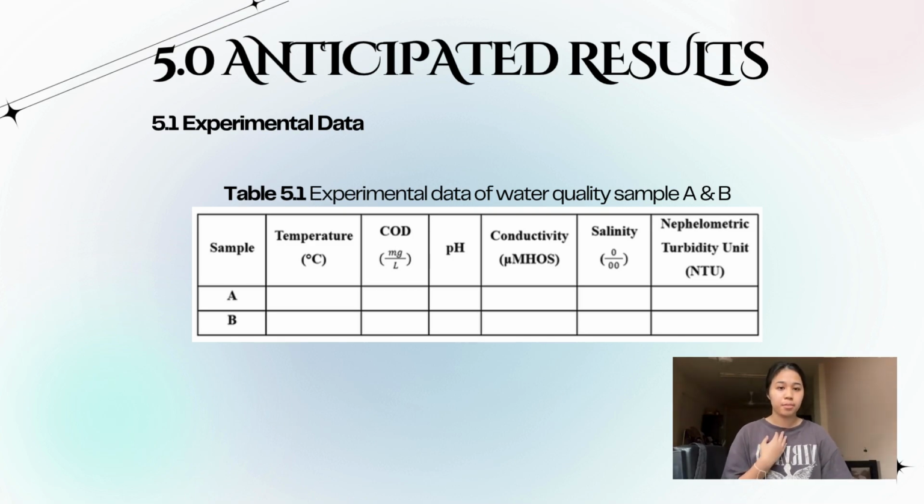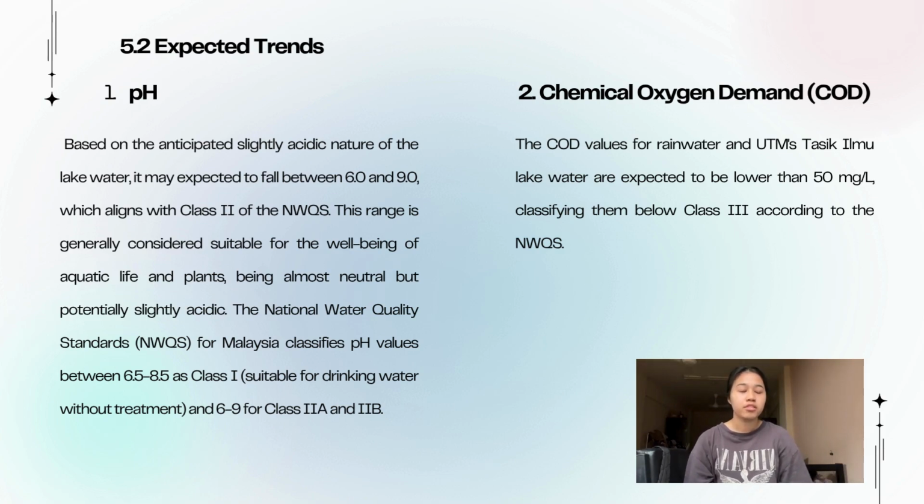For the anticipated result, we will use this table to record the data, which contains the temperature, COD, pH, conductivity, salinity, and the turbidity. The expected trend is as below. So for pH, based on the anticipated slightly acidic nature of lake water, it may be expected to fall between 6.0 to 9.0, which aligns with class 2 of the National Water Quality Standard of Malaysia.